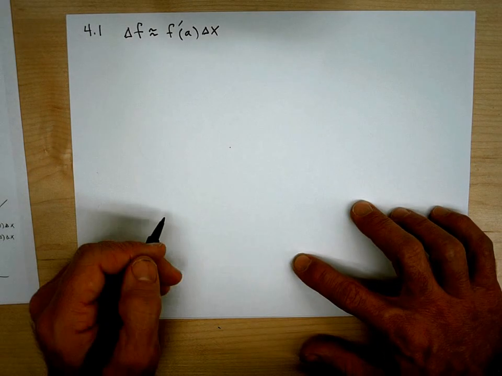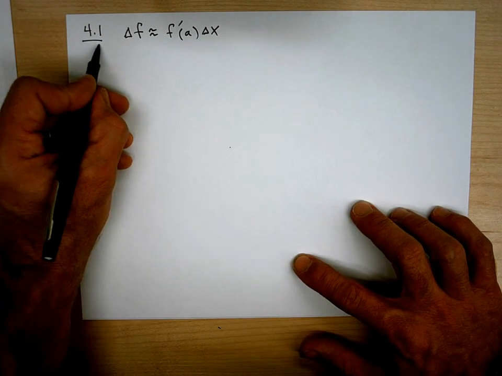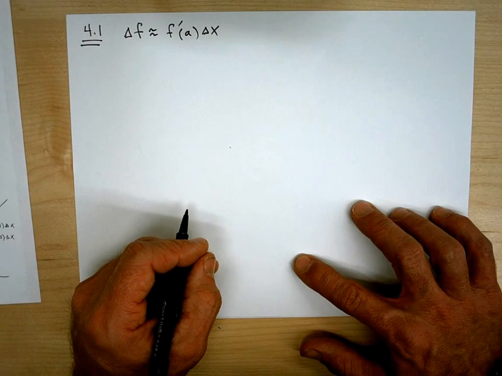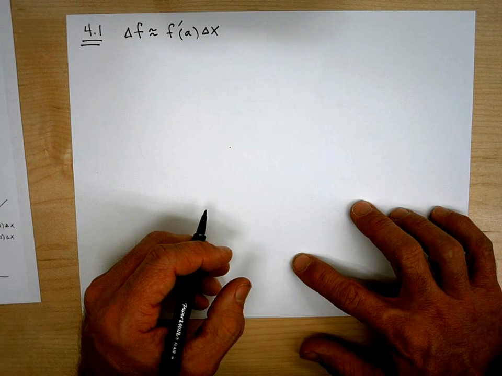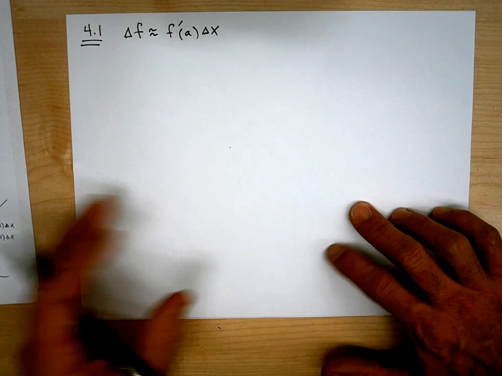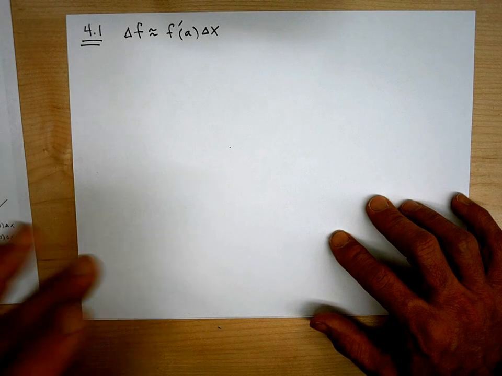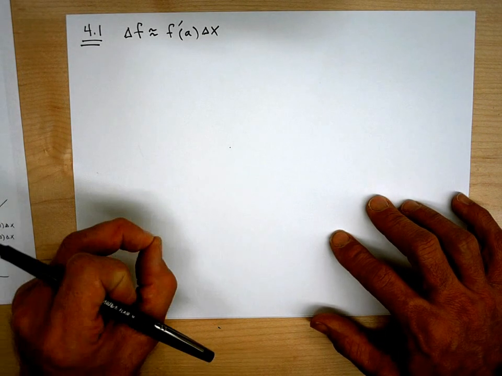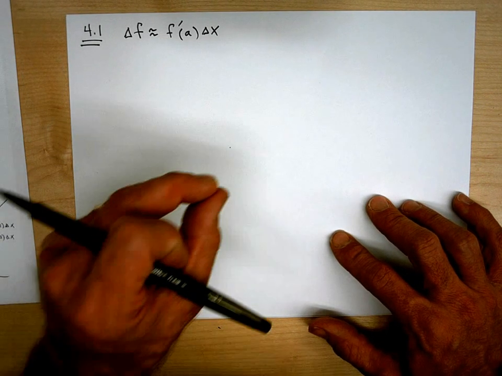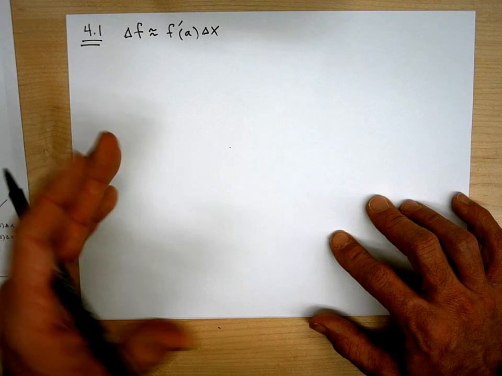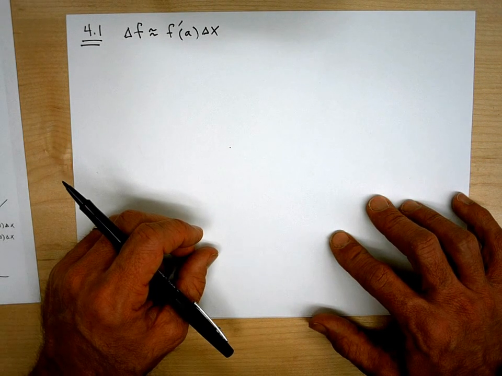What I'd like to do in this lecture is to do just a couple of examples of the types of problems that you'll be asked to complete for homework, looking at this idea of linear approximation. So, as I said in the first lecture, the idea here is that we're taking information about the derivative to make approximations to values of the function.